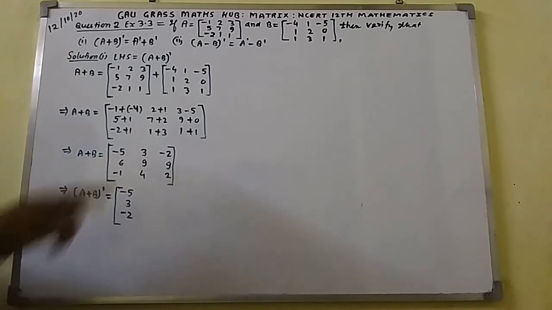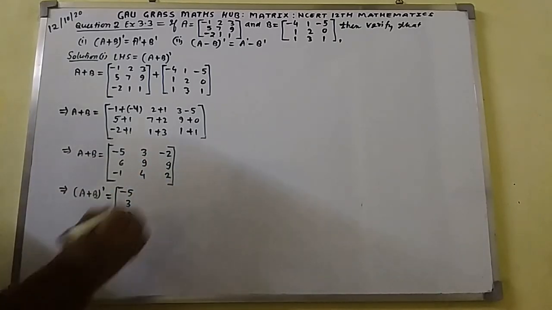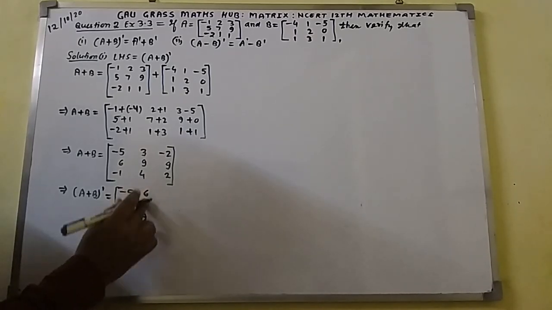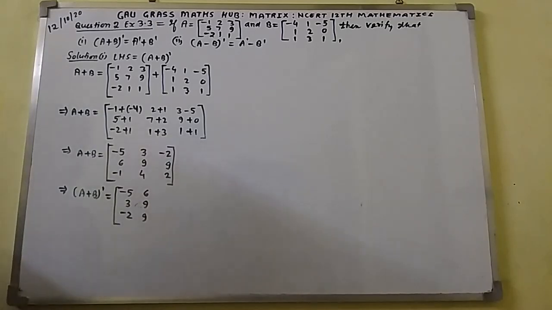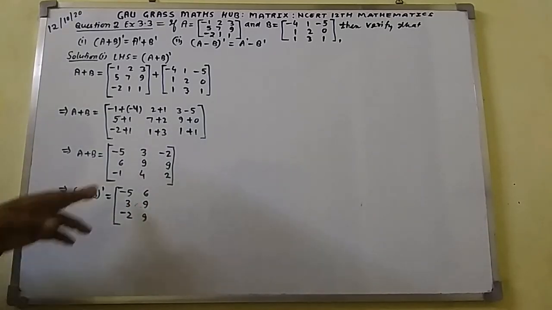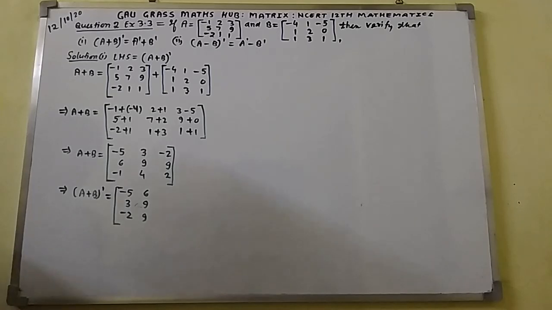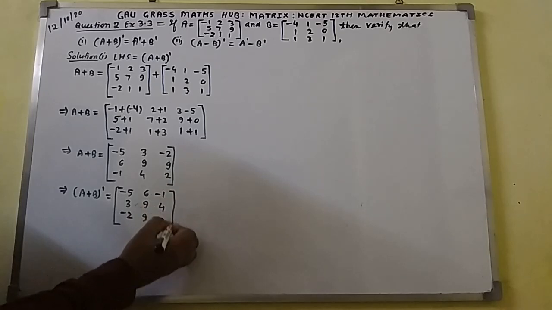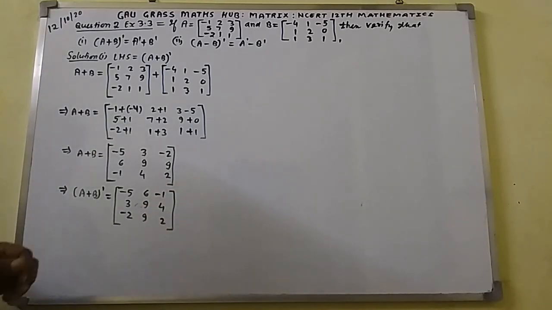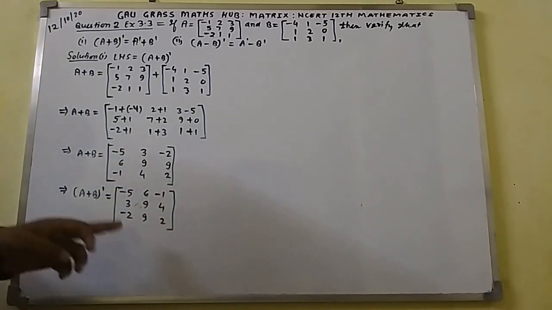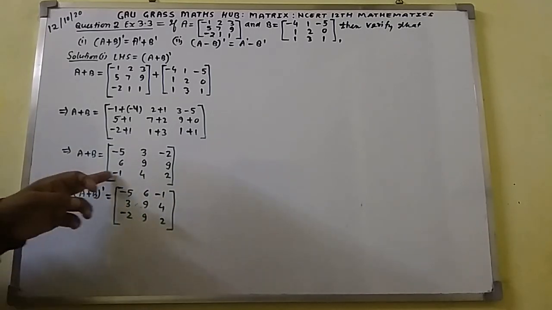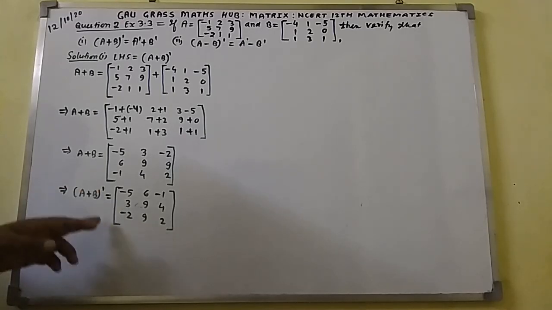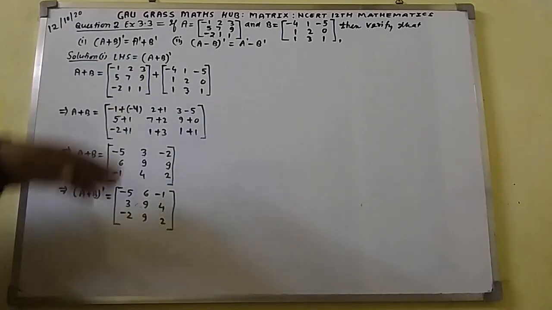The second row will become the second column: 6, 9, 9. And the third row will become the third column: minus 1, 4, 2. Here you have got first row to first column, second row to second column, third row to third column. You have got A plus B ka transpose. The LHS, this one you have got.